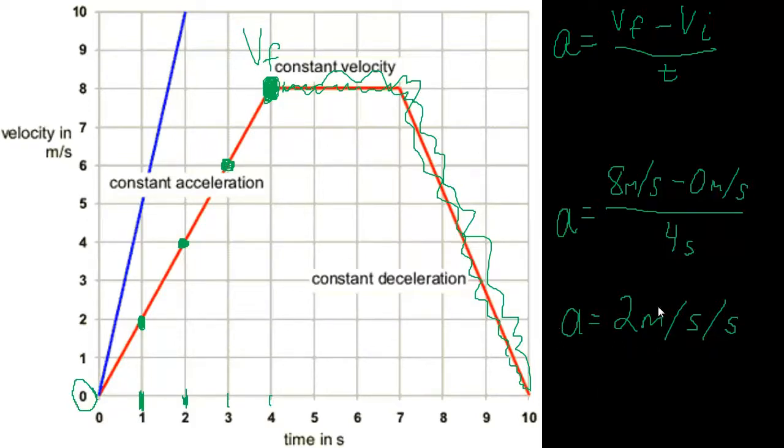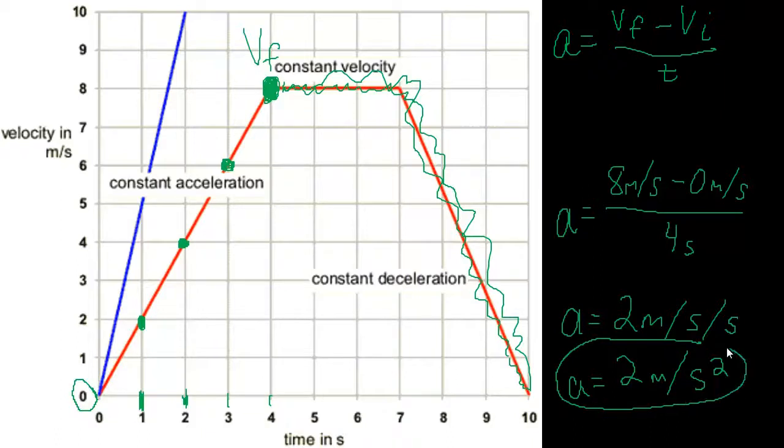Now another way to show this, 2 meters per second, is if we said A is equal to 2 meters per second squared. So usually when we talk about acceleration, we talk about it as a distance over seconds or time squared. So if you see that in class, just know that 2 meters per second per second is the same thing as saying 2 meters per second squared.